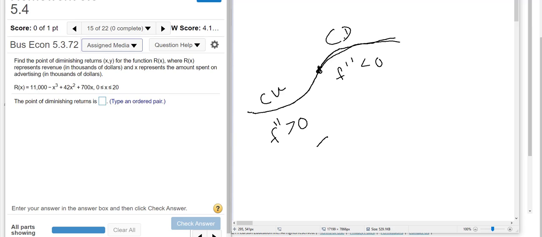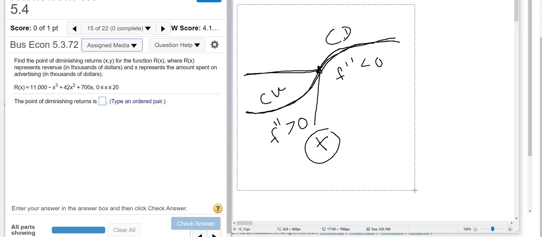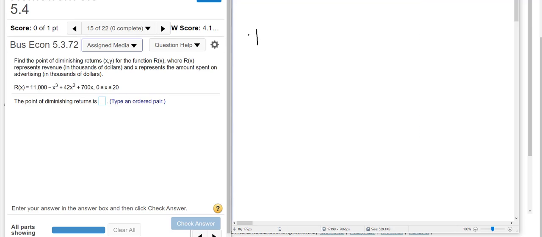And this point, this x, is the point where your revenue or profit over here starts to diminish. Now, diminish doesn't mean go away, doesn't mean it's not still increasing. It just means it's not increasing at an increasing rate, it's now increasing at a decreasing rate. So that just means that we need to take the second derivative and find the point of inflection, or the inflection point, x, y. So we're going to start by taking our revenue and taking our first derivative.